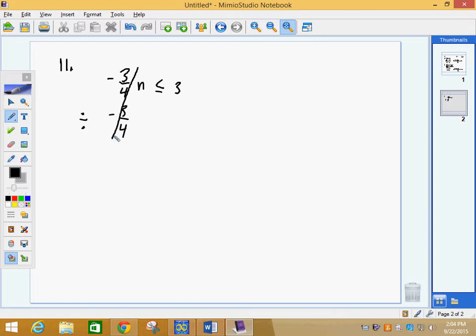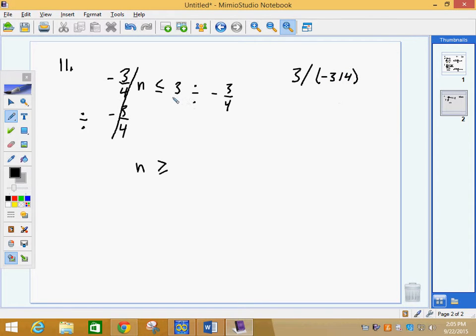These will cancel, become 1. Since I'm dividing by a negative, my inequality symbol flips. And if I divide the left side by -3/4, I have to divide the right side by -3/4. Now, you have a calculator that you can do the calculation as 3 divided by -3/4, and that will give you the answer.